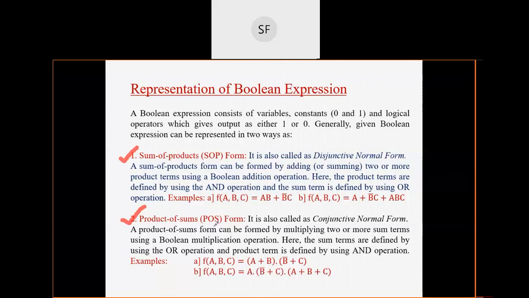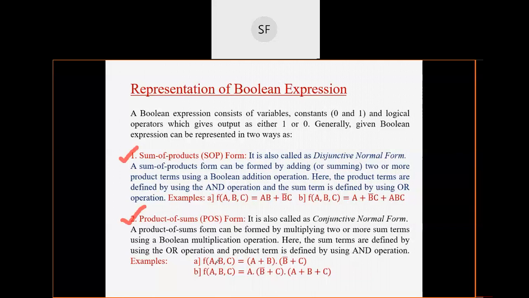Now there is product of sum, that is POS form. It is called conjunctive normal form. Here it is product of sums. Product of sums form can be formed by multiplying. So here the operation is multiplication. It can be formed by multiplying two or more sum terms using Boolean multiplication operation. Here sum terms are defined by using OR operation and product terms are defined using AND operation.